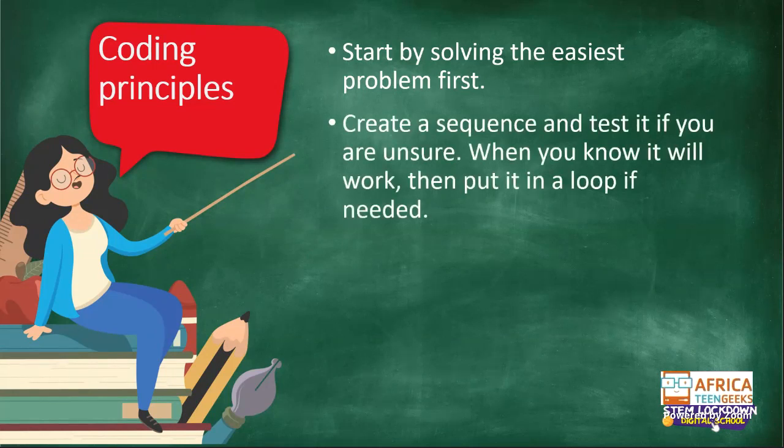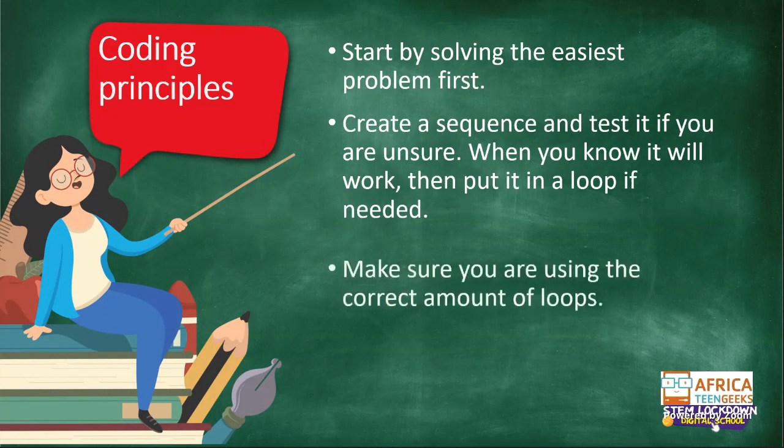And the same principle applies to this one. So we first want to create a sequence and test it if we are unsure. But this is actually whether you're unsure or not. Now, obviously, if you're just going to put one move forward block and that needs to go into a loop, you don't need to test a single move forward block because you already know what that is going to do. But once we start combining move forward blocks with perhaps another action block and turning blocks, then it's a good idea to create the sequence, test it out. Once you know it works, then we start looping everything. Okay, and then the last one says make sure you are using the correct amount of loops.